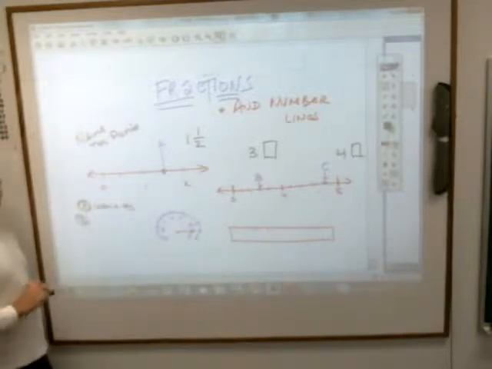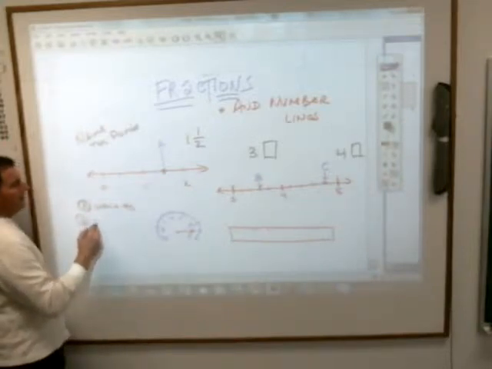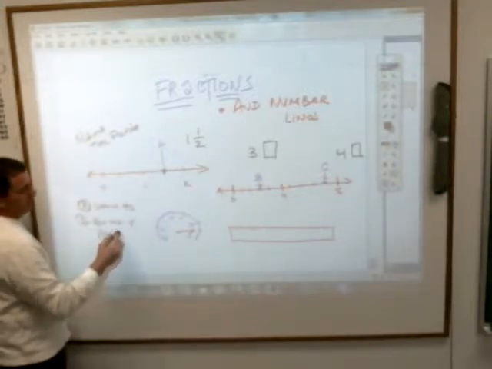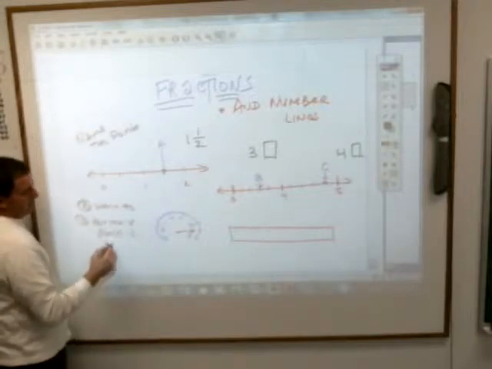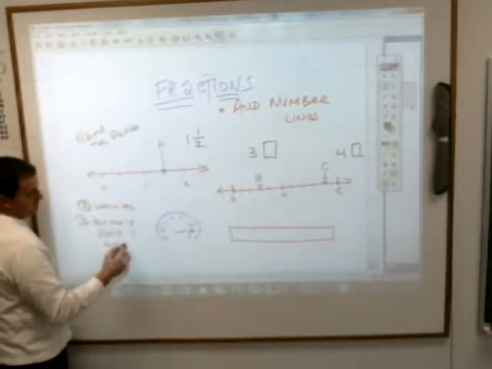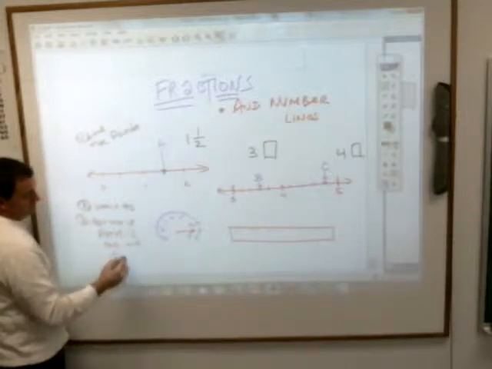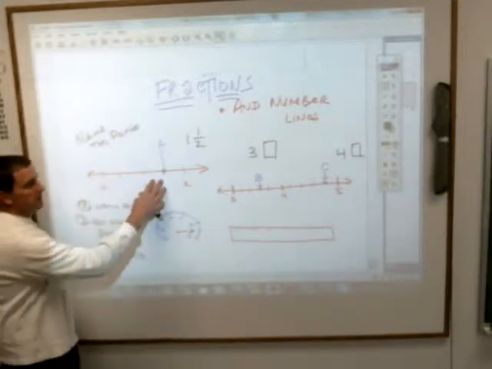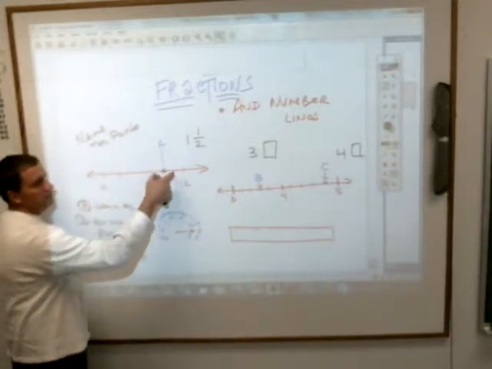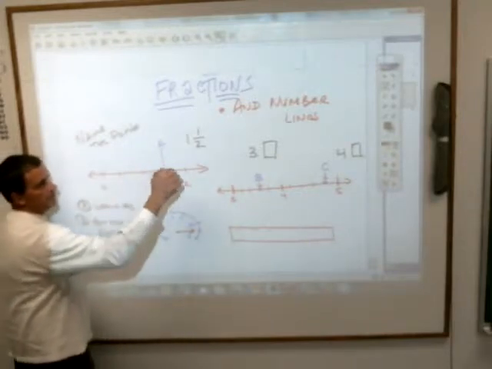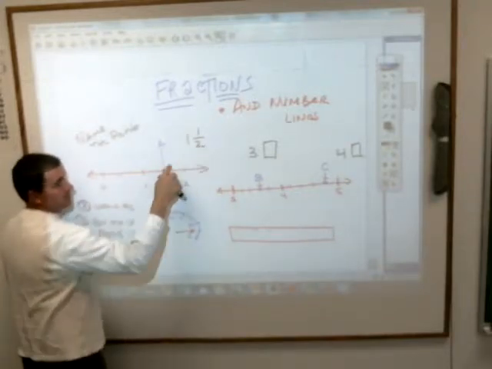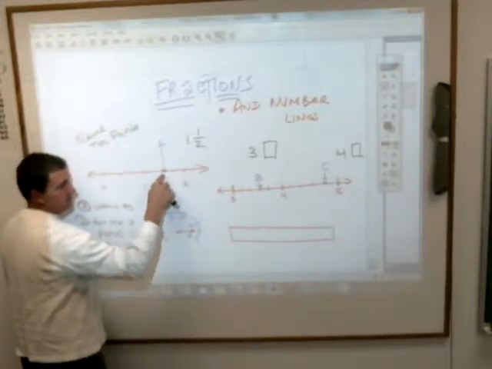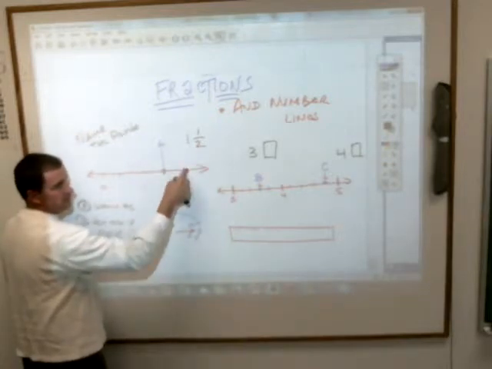Okay, the second thing is this. You need to figure out the scale, or how many pieces is each unit cut into? Okay. For example, this one here, between 1 and 2, how many equal spaces are there? There's 2, and that's where Ryan got his 2 on the bottom of his fraction, because this is 1/2 of the way to the next one. That's where the bottom number 2 came from. It's 1 out of the 2 spaces away.